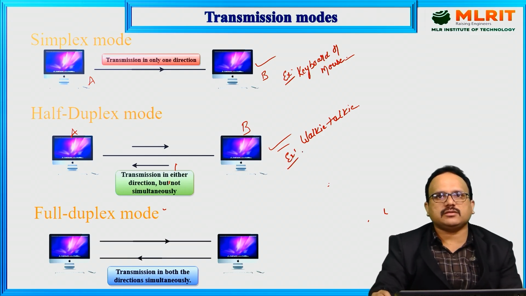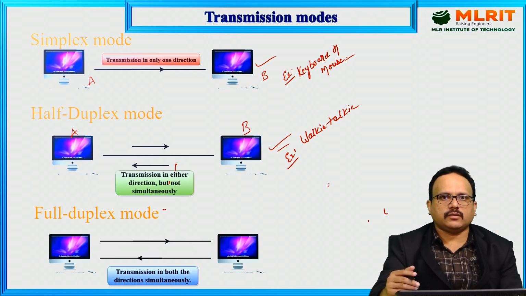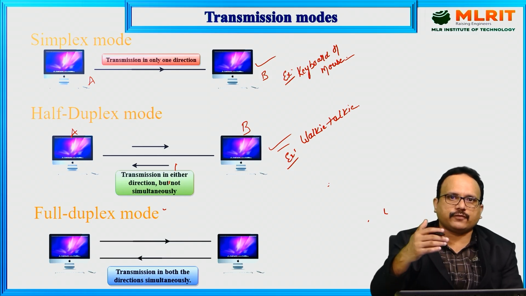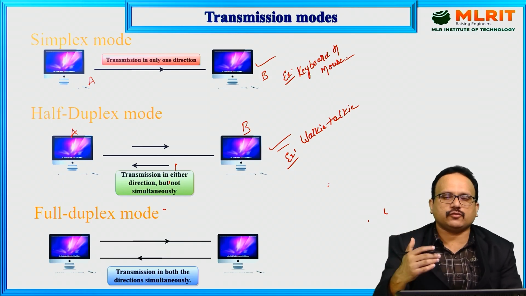Another example, if you take real-time scenarios, is one-way traffic. One-way traffic in the sense there is only one road, and once you have been transmitting the traffic in one direction, after that the opposite direction's vehicles will come. So that is the best example for the half duplex mode of communication.